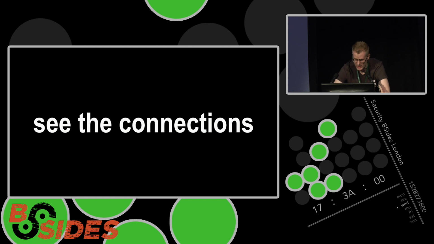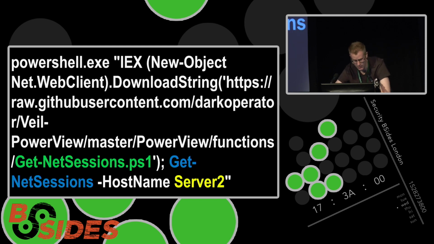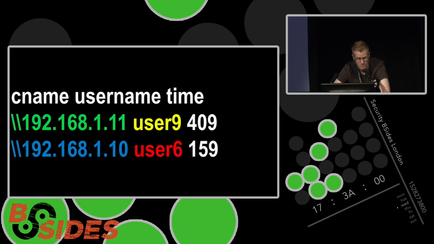So you can see the connections. Now, to do that, you just have to run this. So again, you'd copy and paste, drop it in, and it'll give you this as a response. Now, what is this? So basically, user 9, user 6. Typically, on a normal domain, you would have hundreds and hundreds of users. So you might have a list 100 long, and they're not all pretty colourful like this. I've done this just so you can hopefully see it better.